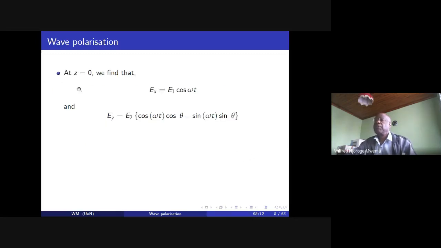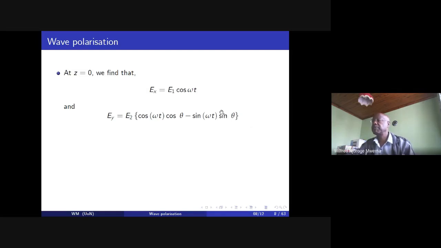Now, we say that we are looking at the wave at a given position z, and with no loss of generality, we can always assume that we are looking at the wave at our reference position, and we say that z is going to be equal to 0 at that time. And if we put z equal to 0 in the equations for Ex and Ey, we see that Ex is equal to E1 cos omega t, and Ey is going to be given by E2 times cos omega t cos theta minus sine omega t sine theta.